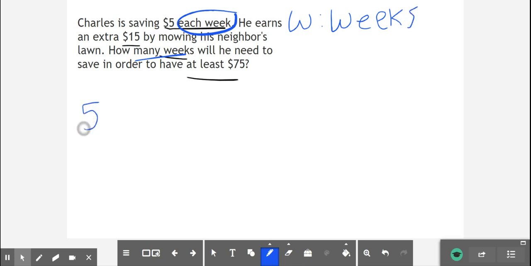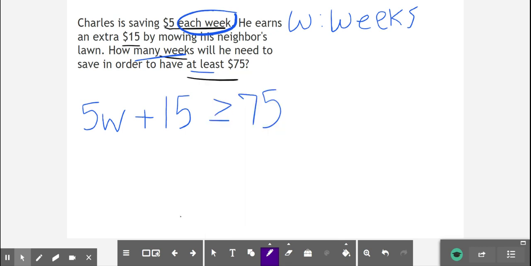So $5 per week. And then it's an extra $15, which we're thinking only happens once, so that does not get multiplied by w. And then at least $75 means 75 or more, so that would be greater than or equal to 75.